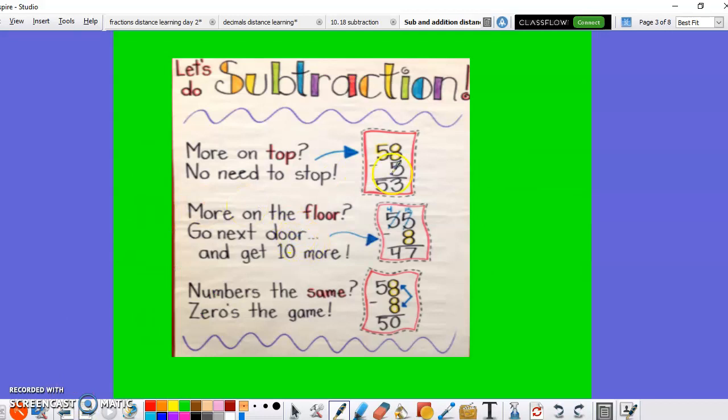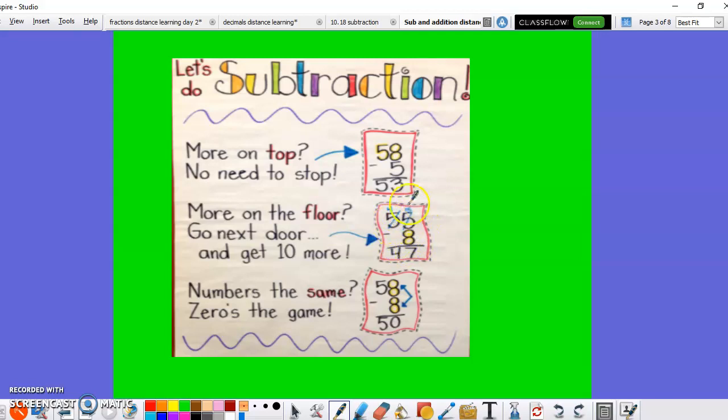So this is the anchor chart that's up in the room. Looks very similar. Our little poem that we kind of go off of. If there's more on top, no need to stop. So when I start in the ones place, if there's more on top than there is on the bottom, then I can subtract, and I'm left with 3. Well, if it's more on the floor, which means that there's more on the bottom, here in the ones place we have an 8, on top is a 5, so that means we need to go regroup.